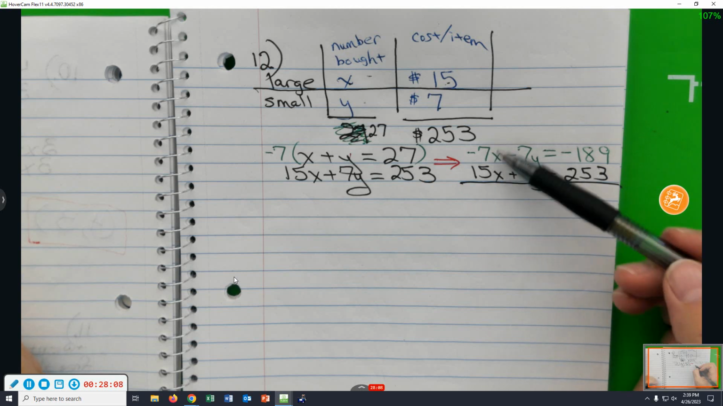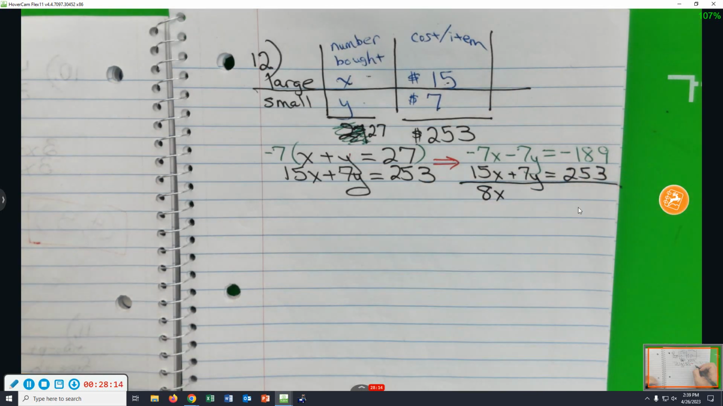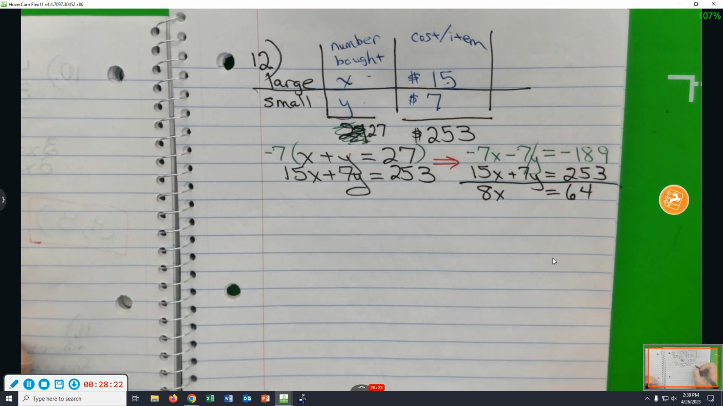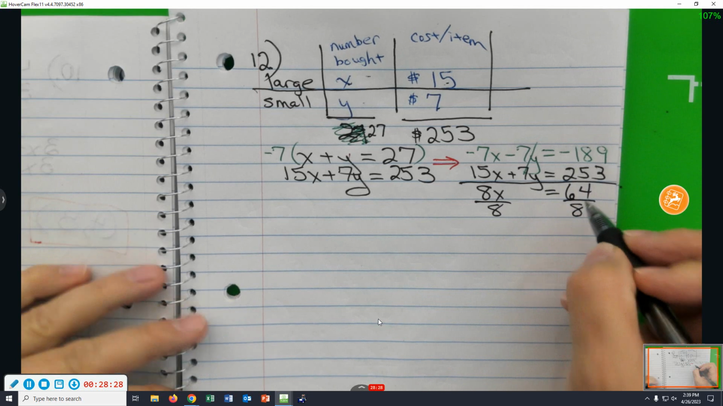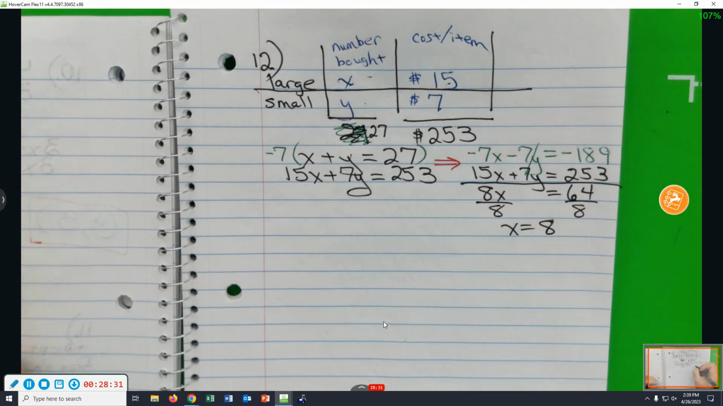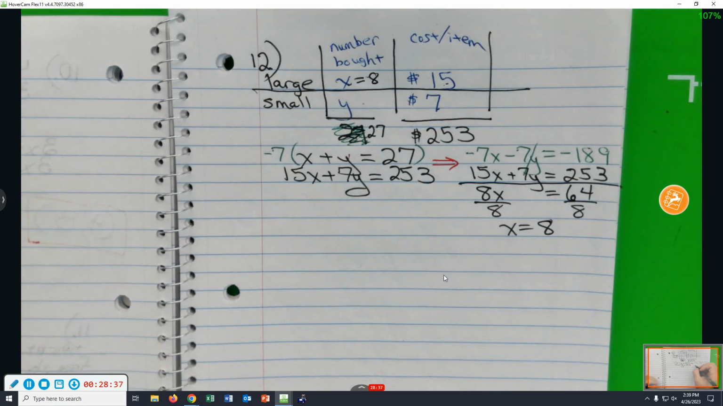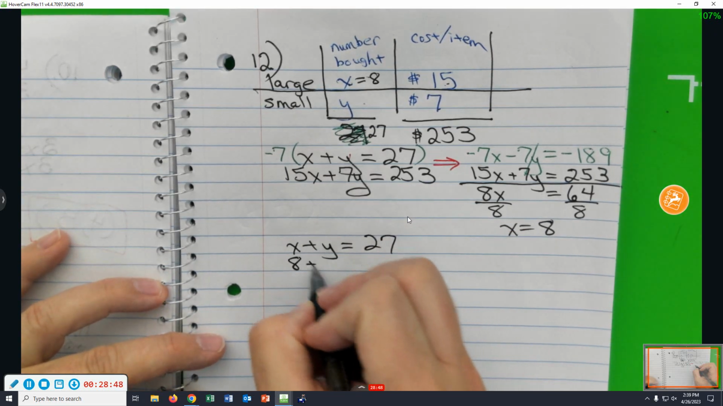What are y'all getting here? -7x plus 15x? 8x equals 64. Okay. -189 plus 253, I agree, is 64. So then x equals, and then divide by 8, to give us x equals 8. So she bought 8 large picture frames. And then you take the 8 on the top row, you take the x plus y equals 27, you put 8 plus y equals 27. Carry the 8 over, which means y equals 19.